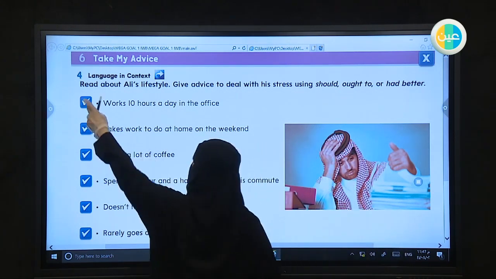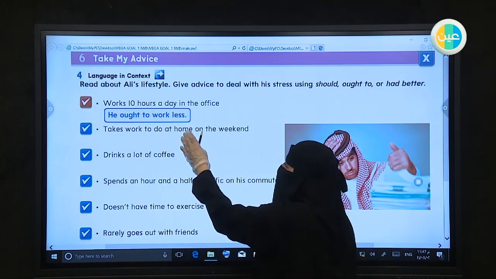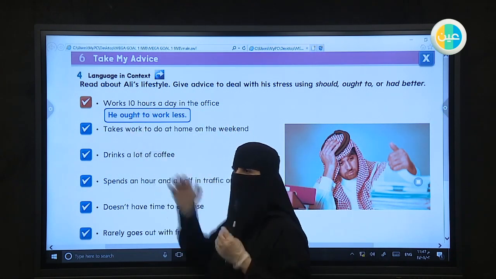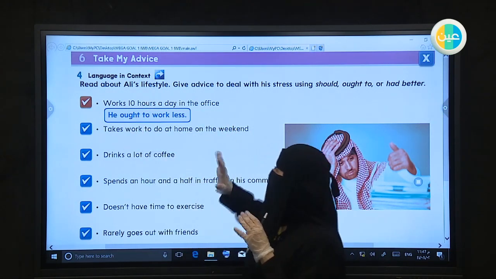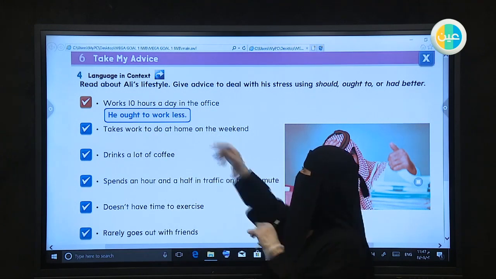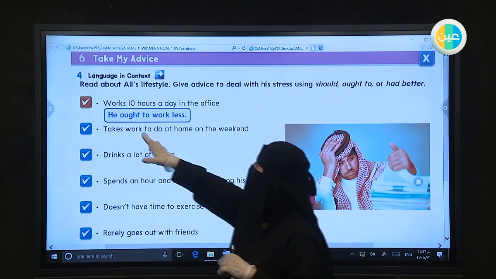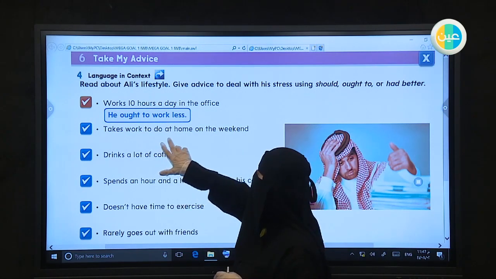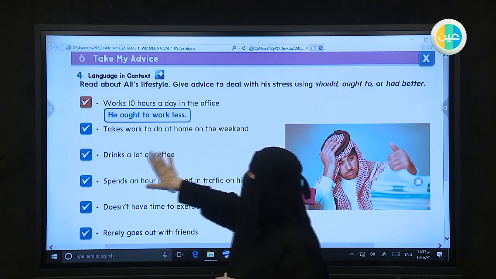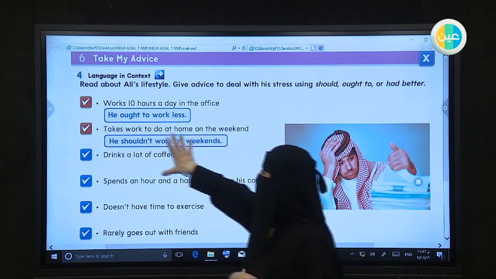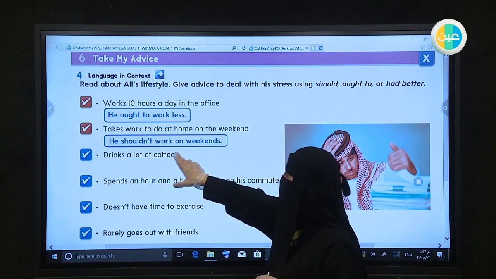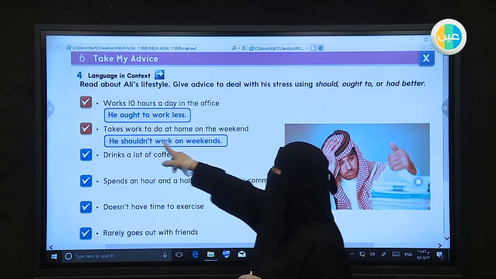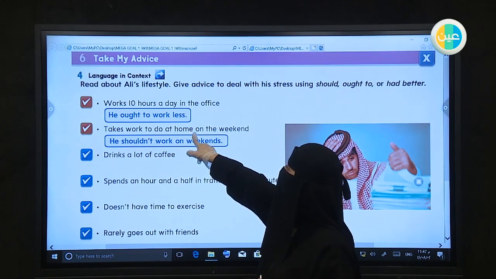So number 1, when we want to use it, we should write: he ought to work less. Why do we use ought to? Because we are sure that he works 10 hours a day in his office. So he ought to work less. Number 2, takes work to do at home on the weekend. So we should write: he shouldn't work on weekends. Why? Because he already takes work to do at home.